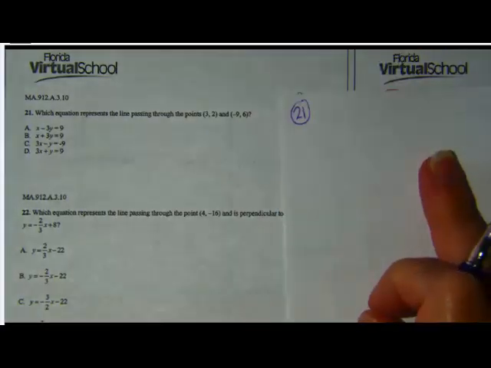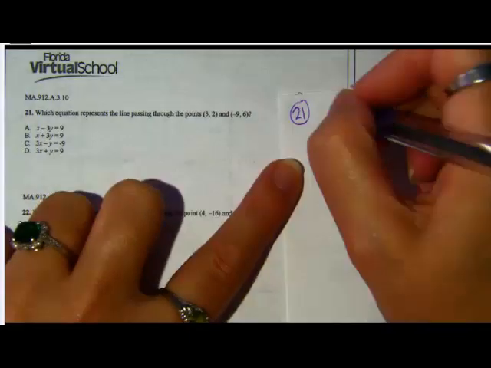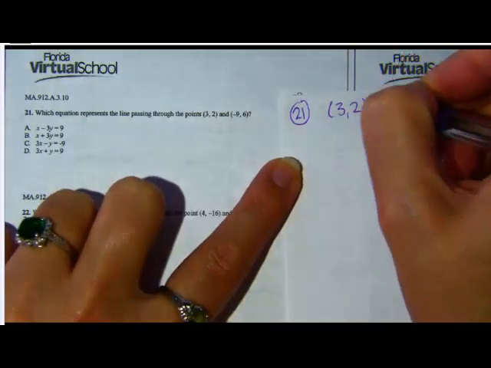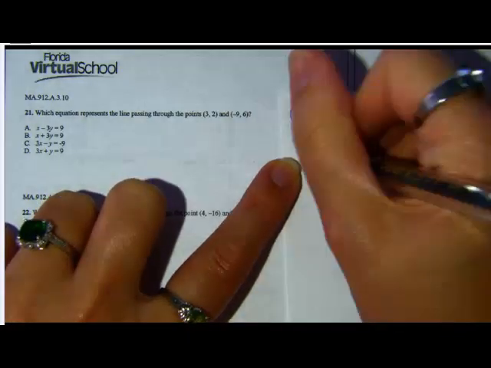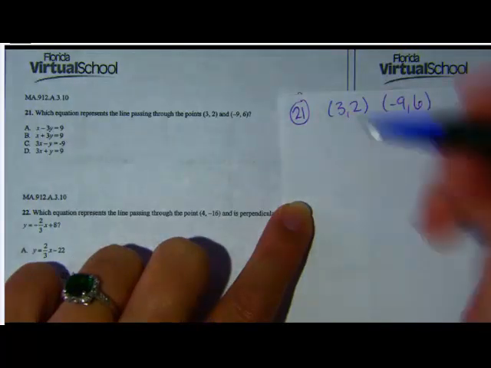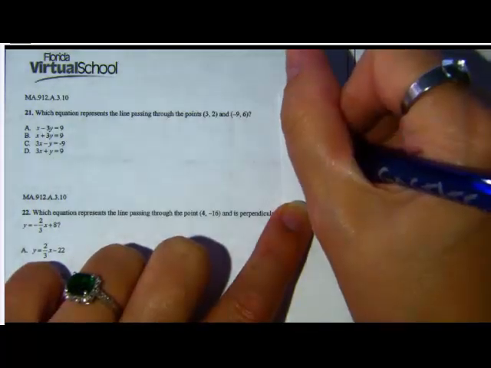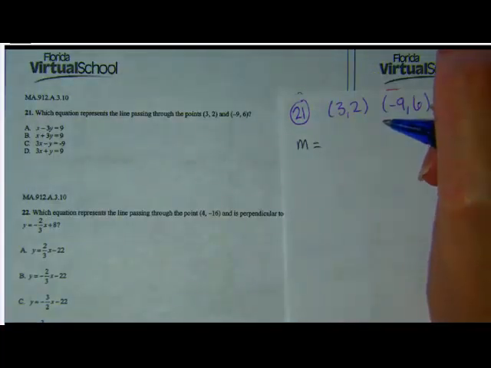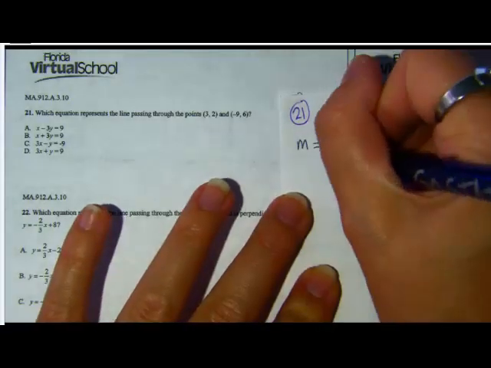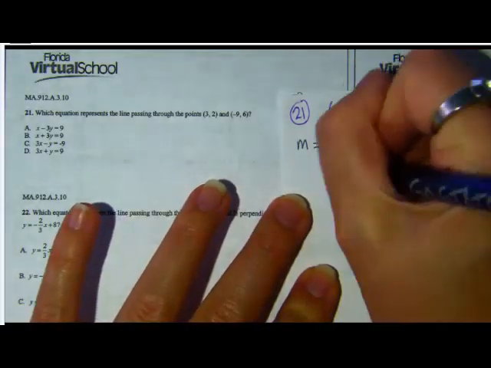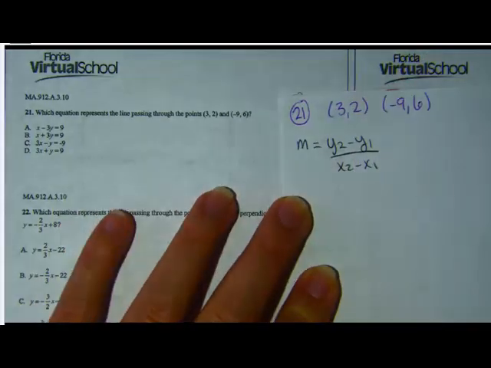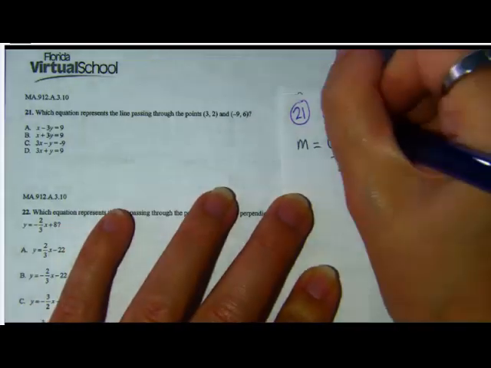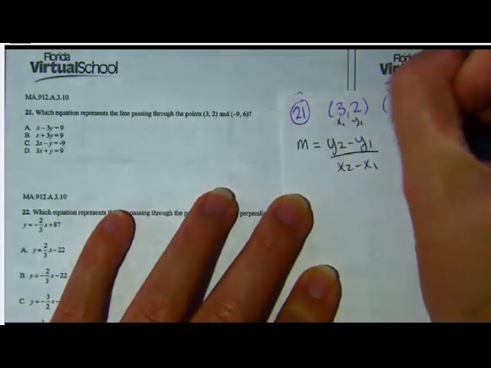Okay, so for 21, we have points (3, 2) and (-9, 6). The first thing we're going to use is the slope formula. I'm going to show you the correct way to do this, and then the alternate way if you can't remember the correct way. Okay, that's the slope formula. So we can say this is x1, y1, x2, y2.